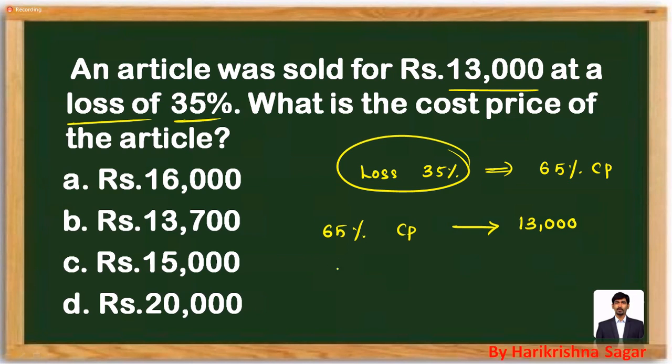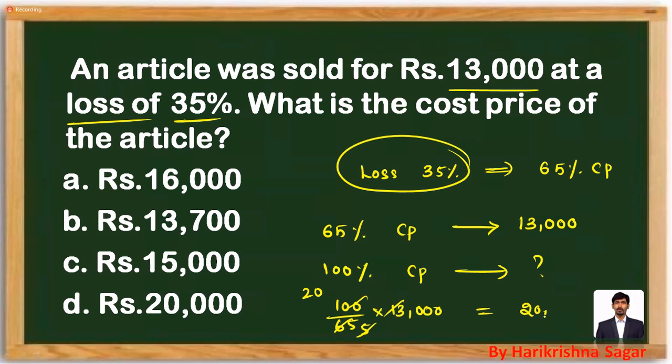What is the cost price of the article is a question. If 65% of the cost price is going to be this much, 100% will be equal to how much? So 100 by 65 into 13,000 rupees will be your answer. 13 into 5, and 5 into 5 is 20, and 20 into 1000 is giving a result as 20,000, which is available as option D. Mark it as an answer choice.